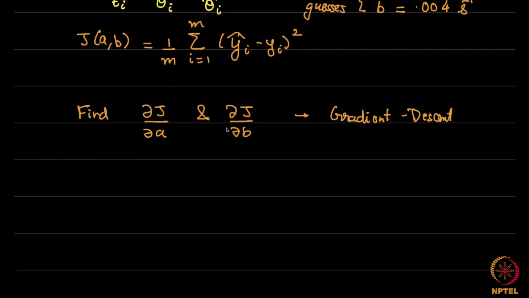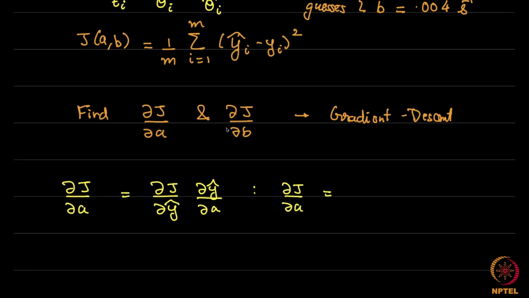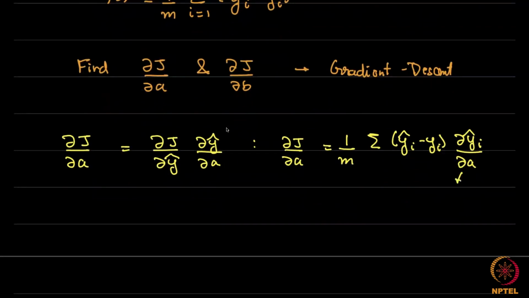Now, let's say I want to find del J del A. That is going to be del J del y hat and del y hat del A, just like we did for linear regression. So this will basically give us del J del A is 1 over m sigma of y hat_i minus y_i. You can look up your notes for linear regression also. This is multiplied by del y hat_i by del A.